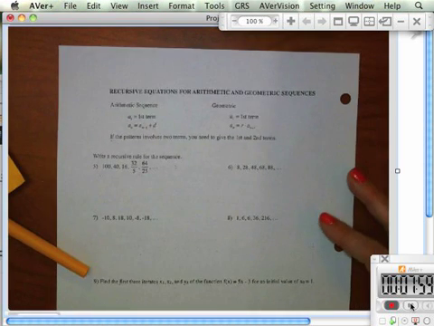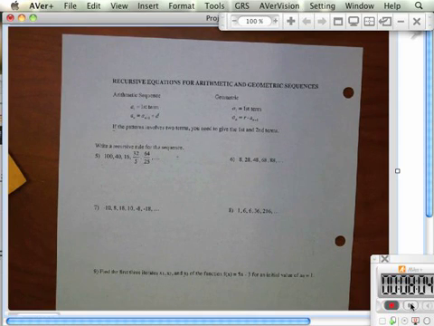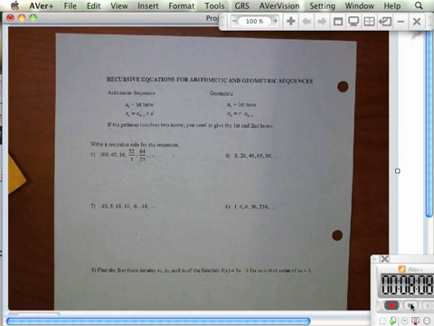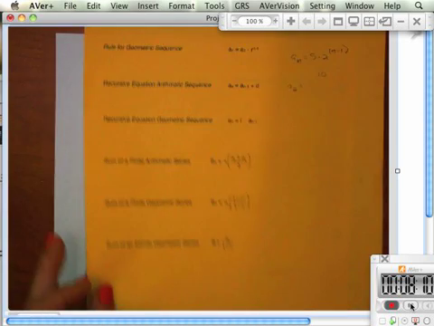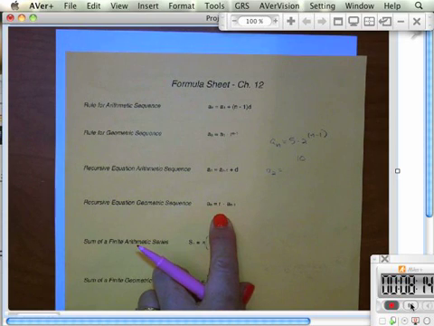So recursive equations, now we get to write the rules. We get to come up with the rules. Recursive equations for arithmetic and geometric sequences, which is what you have on here. Recursive arithmetic, recursive geometric. So it's on here. Same thing.